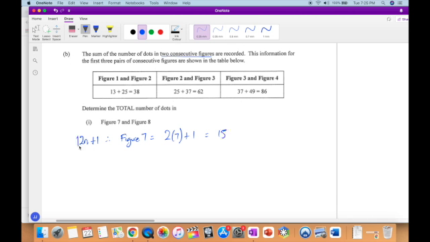No, it's 12n, sorry. So I was wondering, right? So 12 times 7 is 84 plus 1 is 85. So this here is 85. And for figure 8 is 12 times 8 plus 1. So 12 times 8 is 96 plus 1 is 97. Therefore, 85 plus 97.